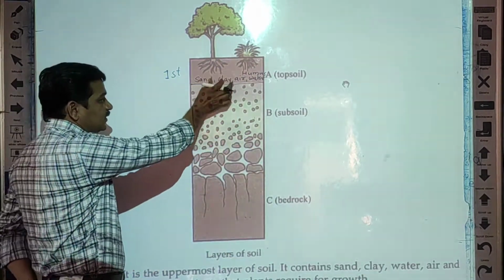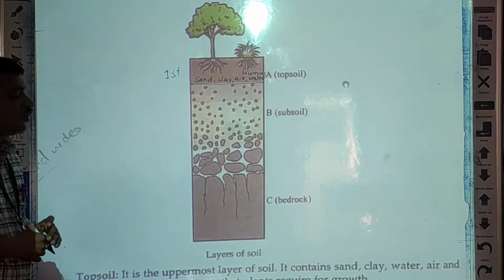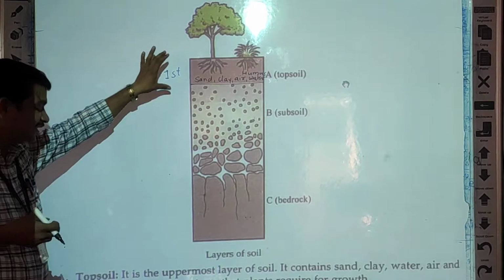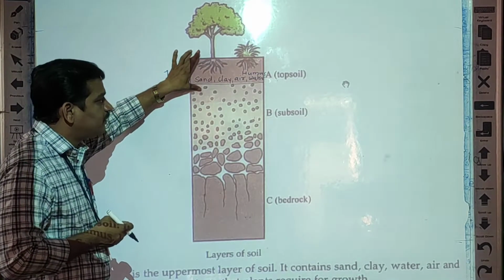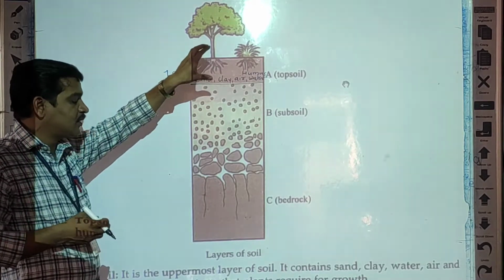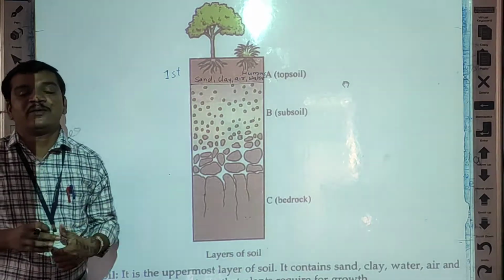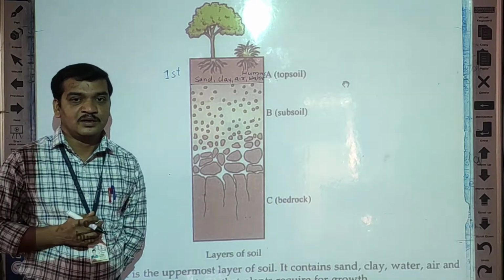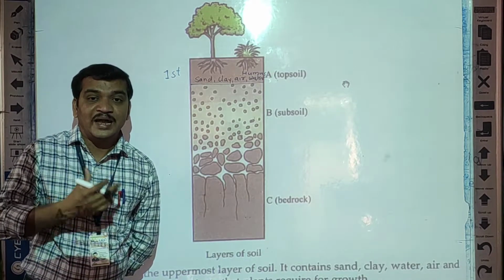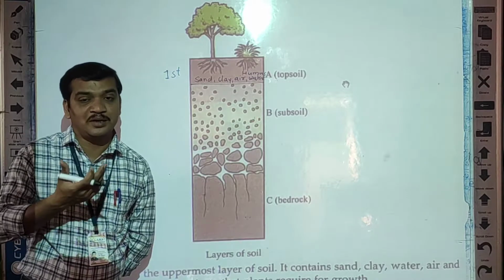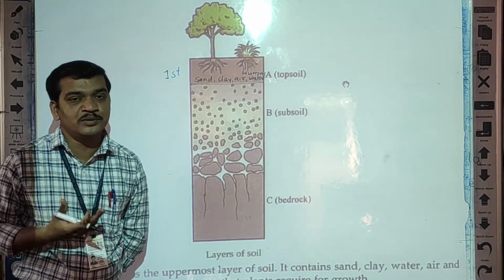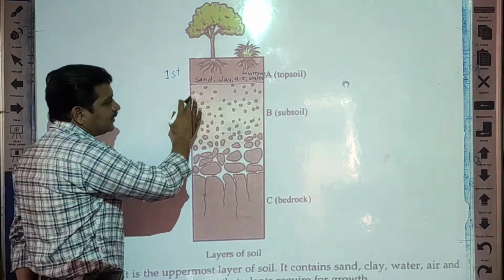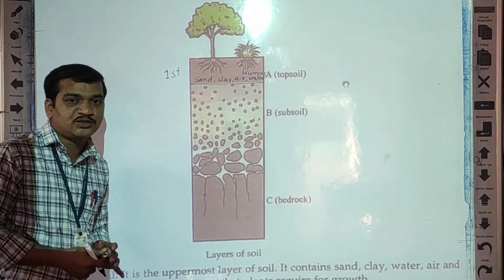So you can write, this is the second point. It consists of sand, clay, water, air and humus. It is rich in nutrients. This top layer is rich in nutrients that plants require for growth. So this top layer consists of nutrients that are very good for the growth of plants, or required for the growth of plants. Human beings also require nutrients. Okay. Now same thing, now the second layer. Now see, this is about the first layer. Okay students, understood the first layer?